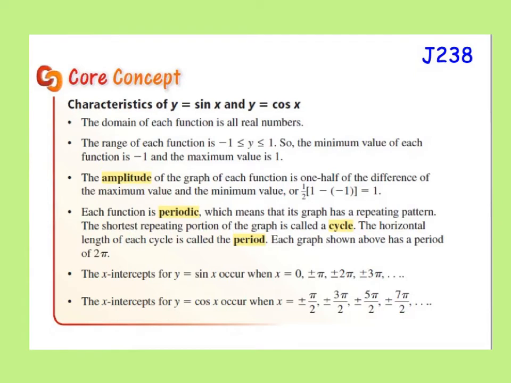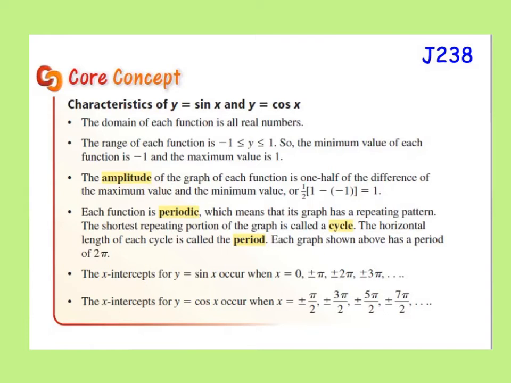The core concept: characteristics of y equals sine of x and y equals cosine of x. The domain of each function is all real numbers. The range of each function is y less than or equal to 1 and greater than or equal to -1. So the minimum value of each function is -1 and the maximum value is 1. It makes sense because if you are going around the unit circle, the highest value of all the trigonometric function values for sine and cosine is 1, and the lowest is -1.